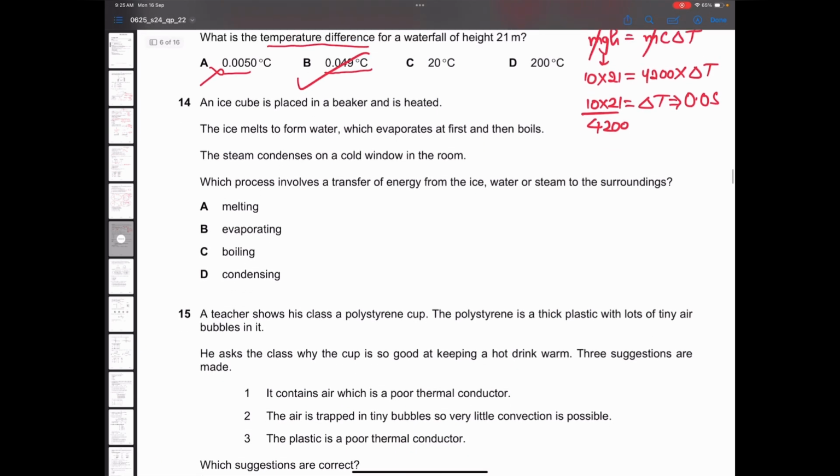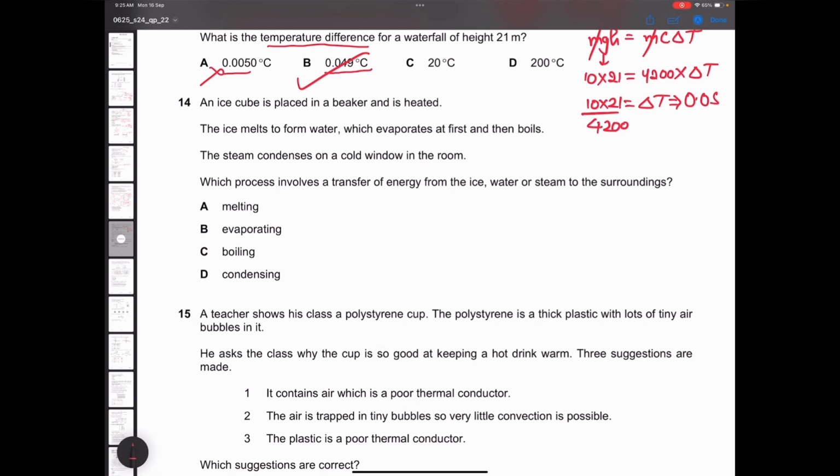Next question. An ice cube is placed in a beaker and heated. The ice melts to form water, which evaporates at first. The steam condenses on a cold window in the room. Which process involves a transfer of energy from ice to the surroundings? So they're simply asking which process involves a decrease of energy, because when energy decreases, only then will that energy go to the surroundings, right?